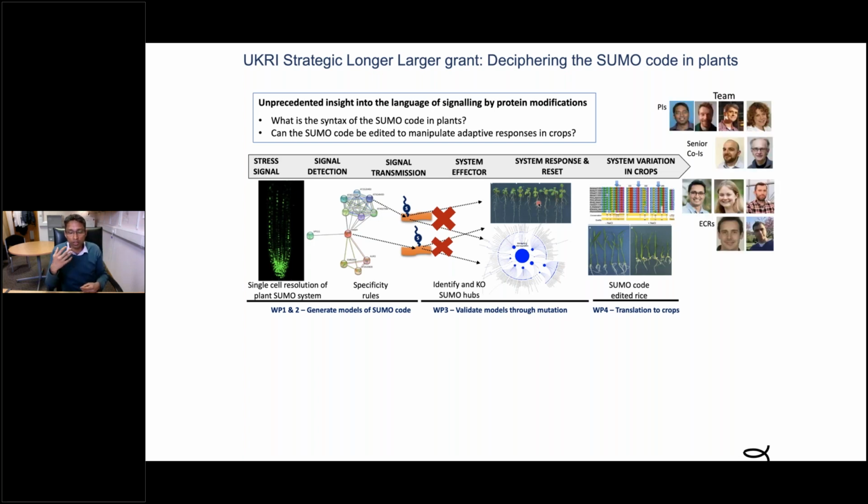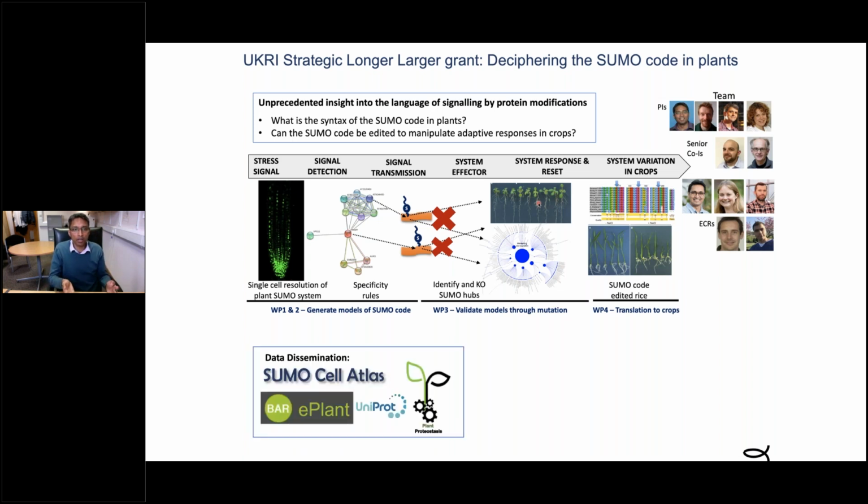And this is in collaboration with Nottingham, Liverpool, and Cambridge, where we're going to generate the first SUMO cell atlas in plants, where we'll map out the entire SUMOylome and the entire SUMO machinery and how it responds to different kinds of stresses in the Arabidopsis root.